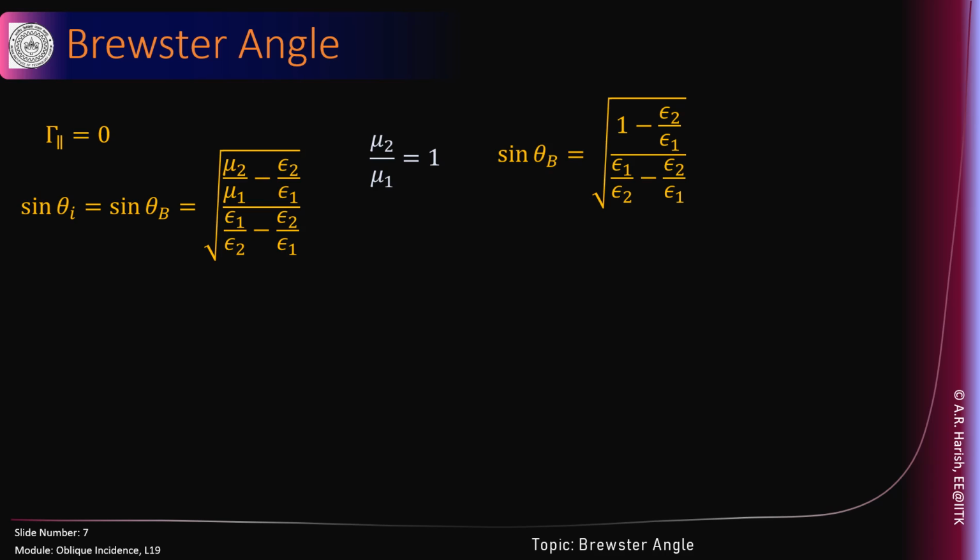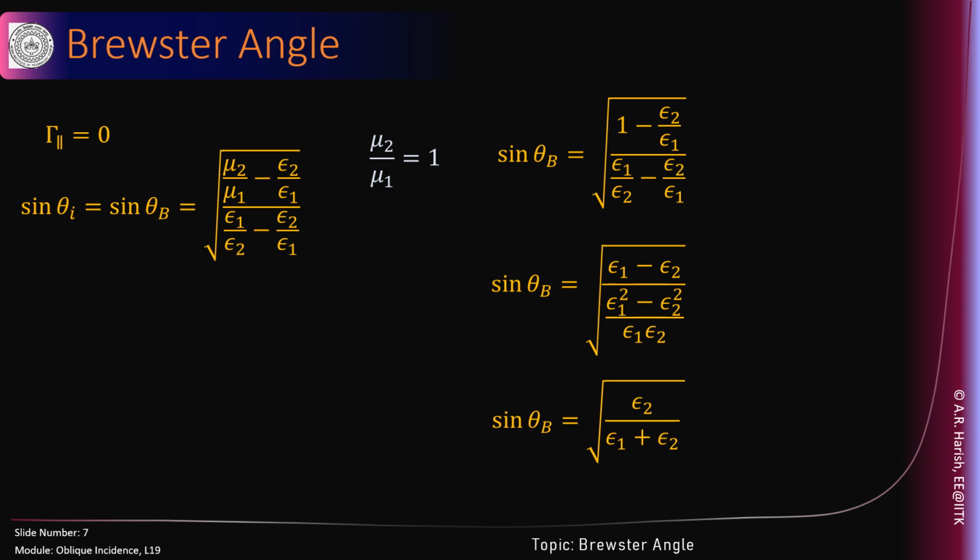Then sine theta b comes out to be a simpler equation in terms of epsilon 1 and epsilon 2, and just take the epsilon 1, take it to the numerator and then rearrange the terms and write epsilon 1 square minus epsilon 2 square as epsilon 1 minus epsilon 2 times epsilon 1 plus epsilon 2. Knock off epsilon 1 minus epsilon 2 from both numerator and denominator, and you are left with epsilon 2 upon epsilon 1 plus epsilon 2. Sine theta b is square root of this.